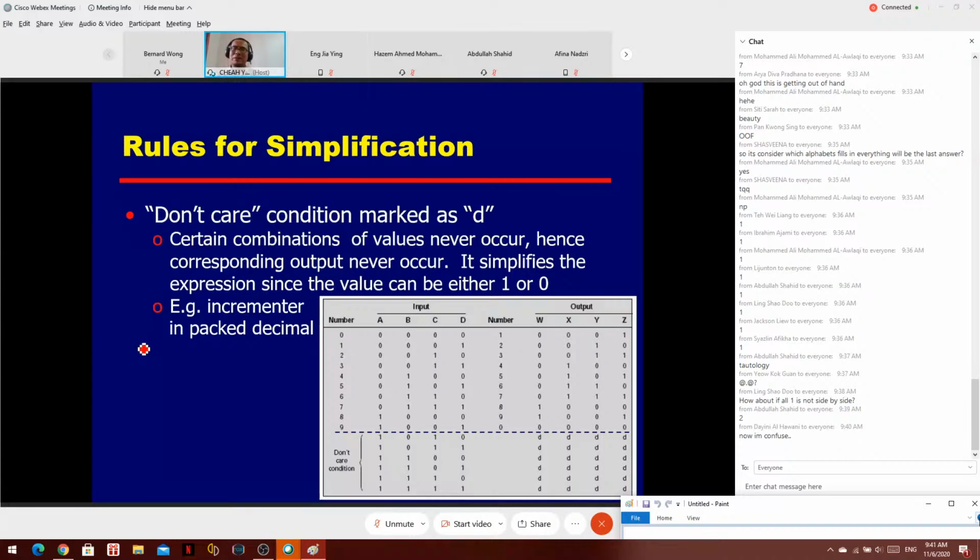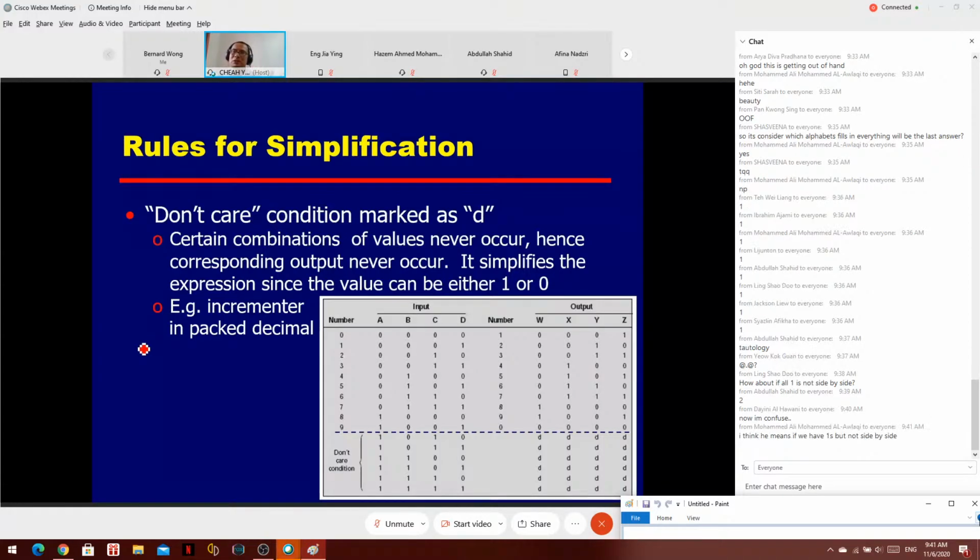Okay, now in some cases, you might have don't care situations. Don't care situations meaning that not all the input patterns are taken into account, or not all the input patterns are used in the function. Okay. Now let's look at one example here.